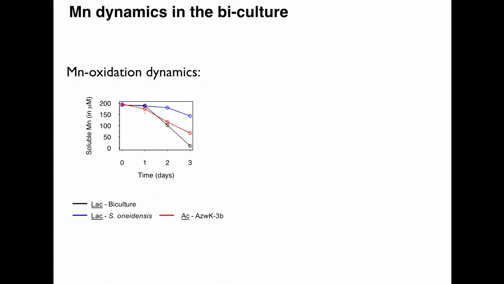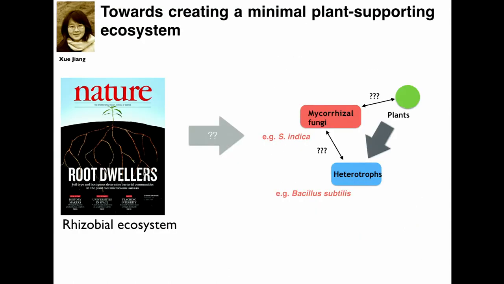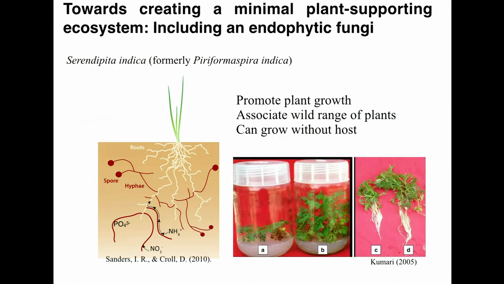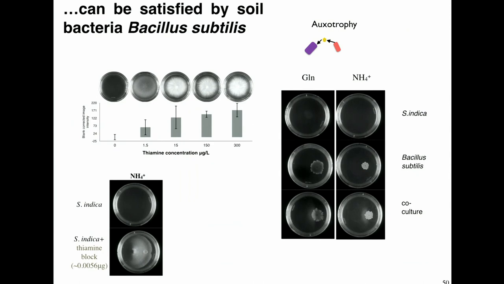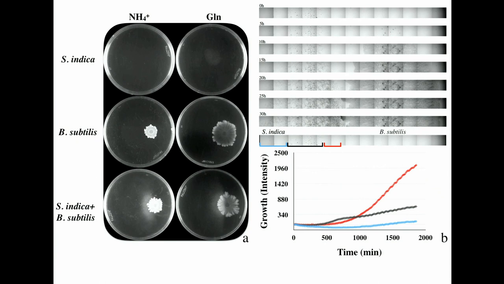So, just two slides here. The other system, just to briefly mention it, is a system where we want to create a microbial system that can support plants on a media that normally doesn't support plants. For this, we are using a mycorrhizal fungus that is shown to colonize plants and support them. It turns out this fungus is auxotrophic for thiamine, which can be provided by Bacillus subtilis. Without thiamine, it cannot grow, but with Bacillus subtilis, it can. And we can quantify this using time-lapse microscopy.